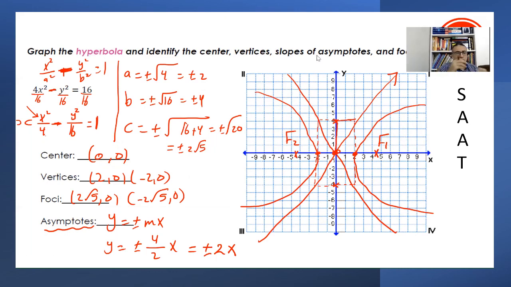Now I'm going to do some questions related to the hyperbola or the conic sections.